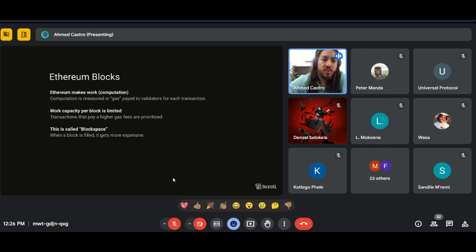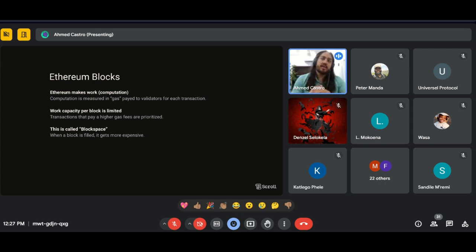So a few concepts that we need to understand: Ethereum makes work, which is computation that is measured in gas. Ethereum is like a computer, a machine that executes code, and all this work is stored in blocks, and the capacity for each block is limited. Because of course, if you make the block too big, it will centralize and no one will be able to run a node. But if you make it too small, the capacity is very limited.